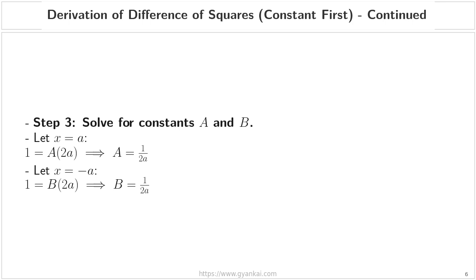Now, to find B, we do a similar thing, but this time we substitute x equals negative a. So, we have 1 equals A times (a plus negative a) plus B times (a minus negative a). This simplifies to 1 equals B times 2a, and solving for B, we get B equals 1 over 2a. Notice that in this case, A and B are equal.